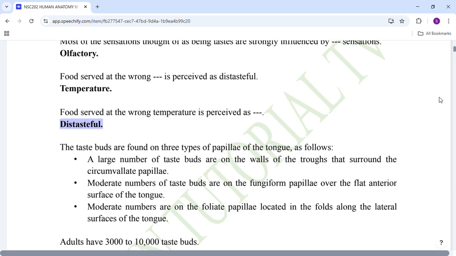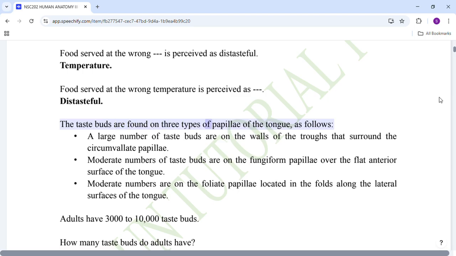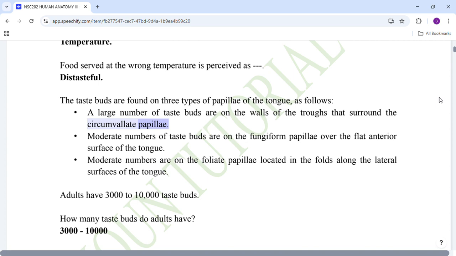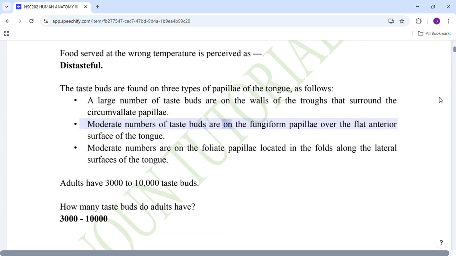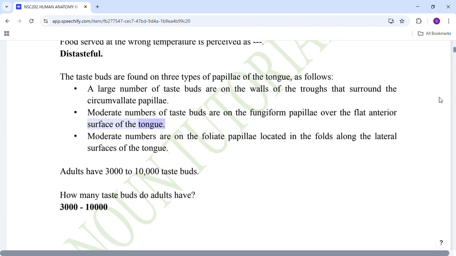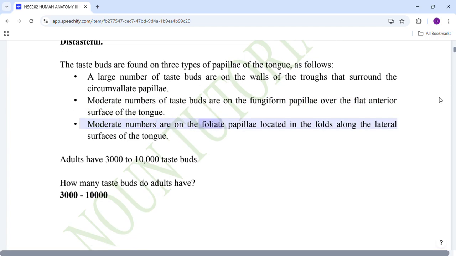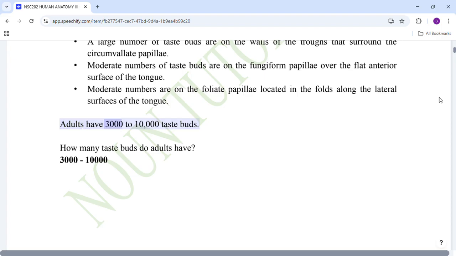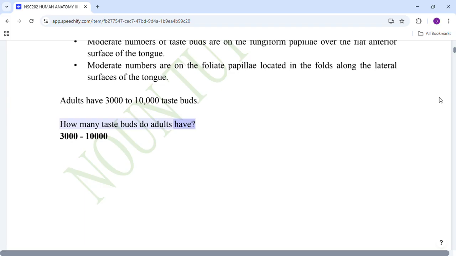The taste buds are found on 3 types of papillae of the tongue, as follows. A large number of taste buds are on the walls of the troughs that surround the circumvallate papillae. Moderate numbers of taste buds are on the fungiform papillae over the flat anterior surface of the tongue. Moderate numbers are on the foliate papillae located in the folds along the lateral surfaces of the tongue. Adults have 3,000 to 10,000 taste buds.